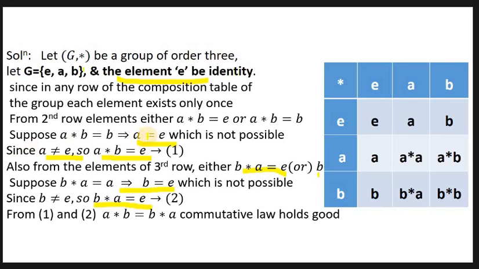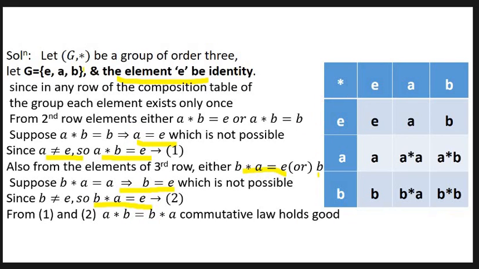Now see, from the problem, we have to show that the group of order 3 is abelian. G is already a group, so all four properties, identity, inverse, closure, and the associative law, have been satisfied already. So to prove that it is an abelian group, if you satisfy the commutative property, that is sufficient.